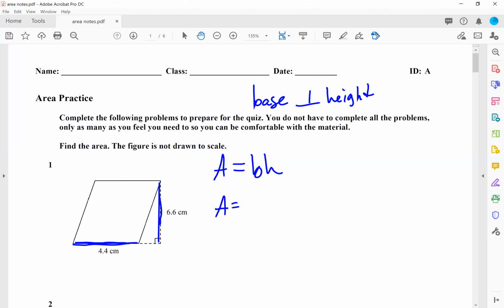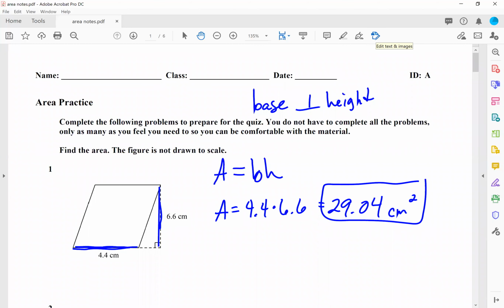So to find the area, we just do 4.4 times 6.6. So 4.4 times 6.6, and it is 29.04, and it would be centimeters squared.